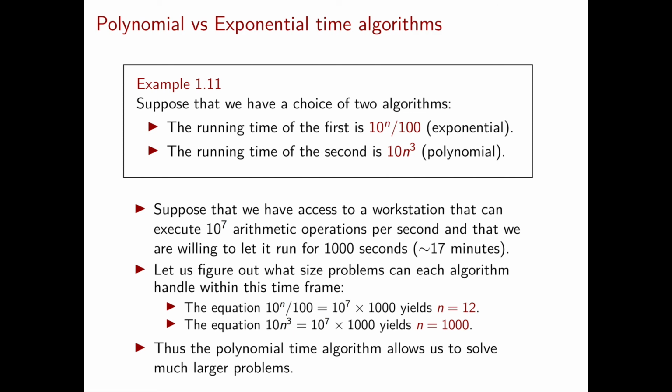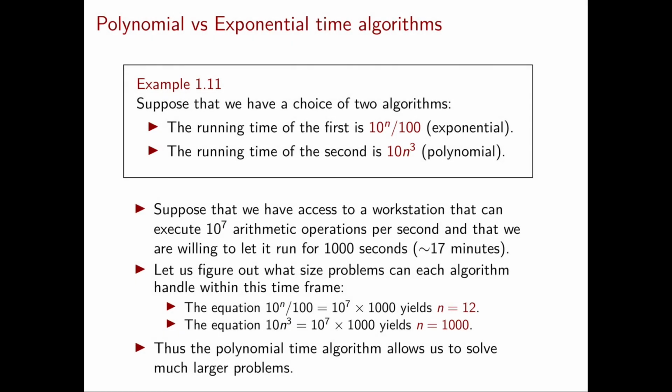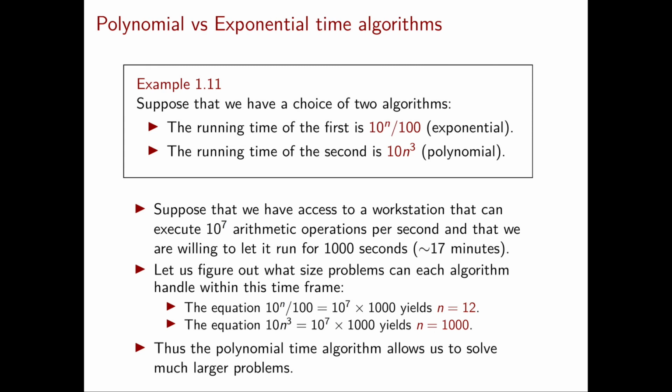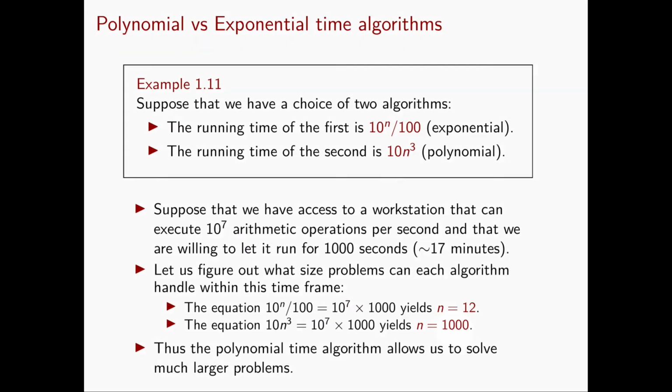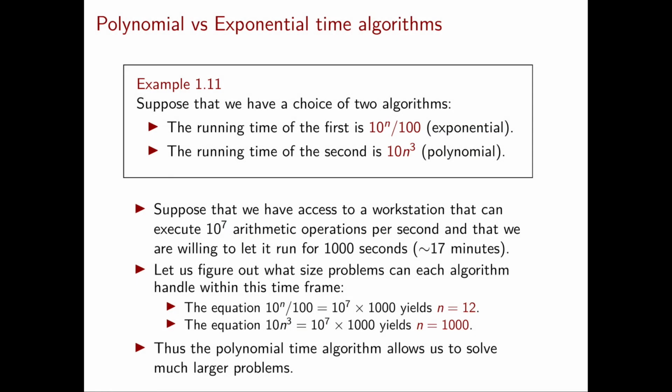On the other hand, with the polynomial time algorithm, we need to solve 10 n cube equal to 10 to the 7 times 1000. If you solve this equation, you will obtain that n is equal to 1000. So in 17 minutes, our polynomial time algorithm can solve problems with size 1000. Clearly, 1000 is way larger than 12. So the polynomial time algorithm allows us to solve much larger problems. And this difference between the two will only grow the more time you let your algorithms run.